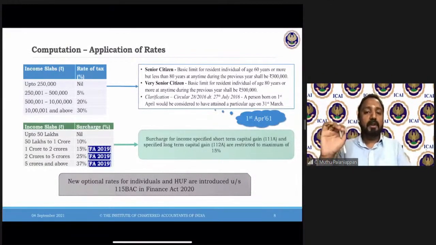There is no tax. Then up to 5 lakhs, it is 5%. Then it is 20%. And then above 10 lakhs, it is 30%.